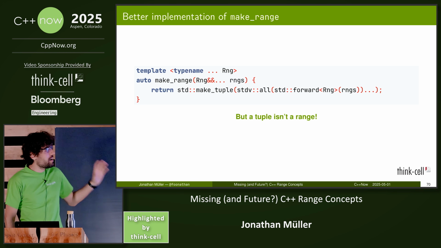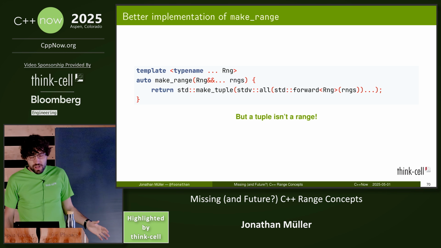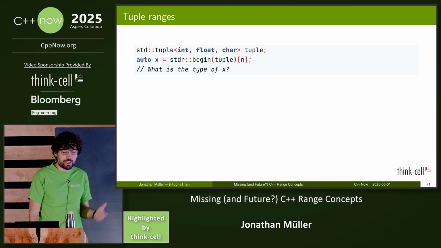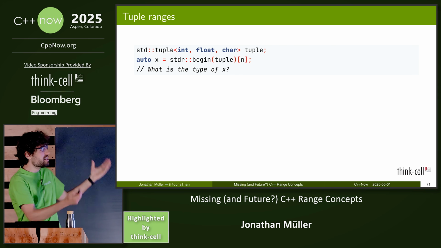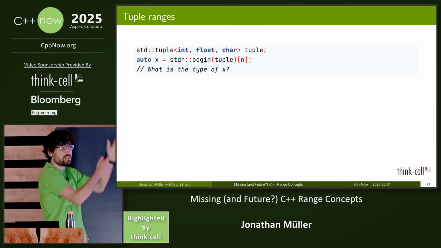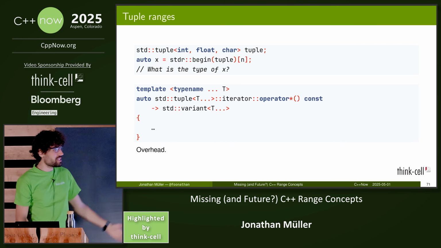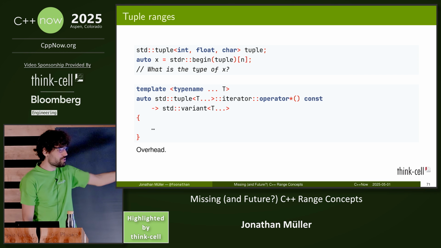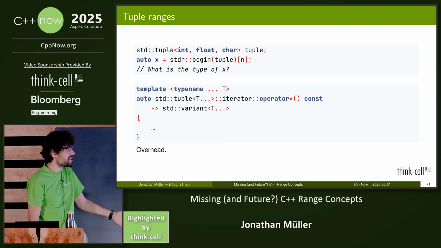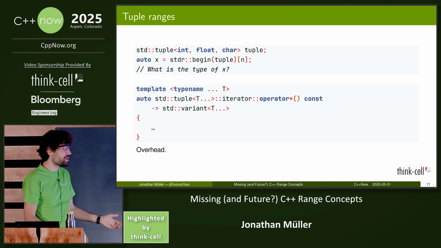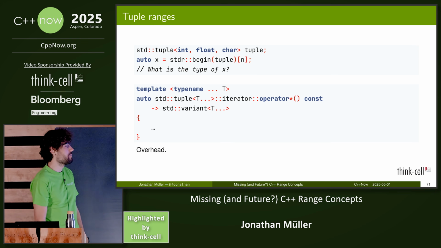So, a tuple isn't a range, because what would even be the iterator? Even if it had the iterator, what would it dereference to, right? A std::variant of those types, right? You could do that. You can write a tuple iterator that dereferences to std::variant, but this is overhead, and we don't really want overhead here right now.